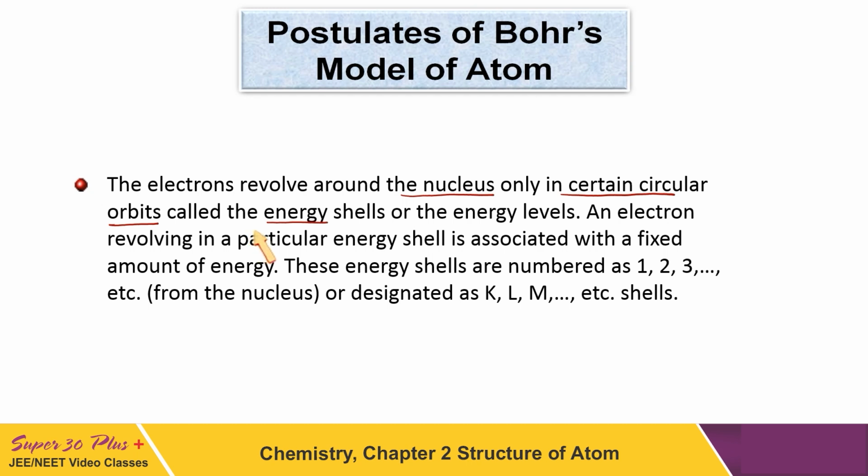In these energy levels, an electron revolving in a particular energy shell is associated with a fixed amount of energy. Suppose the electron is revolving in the first shell. In the first shell, the energy of the electron will remain constant always, as long as the electron remains in the first shell. The moment it changes its shell, its energy will also change. The energy in the second shell will remain constant, and the energy in the third shell will remain constant.